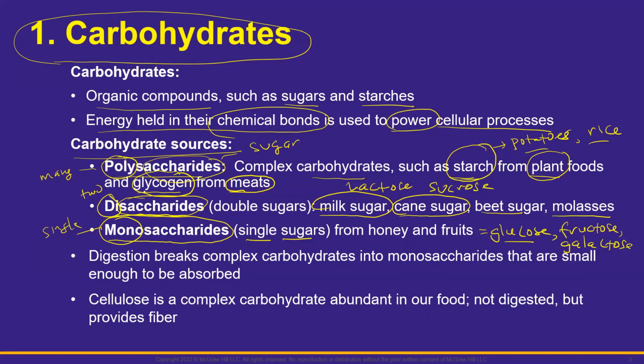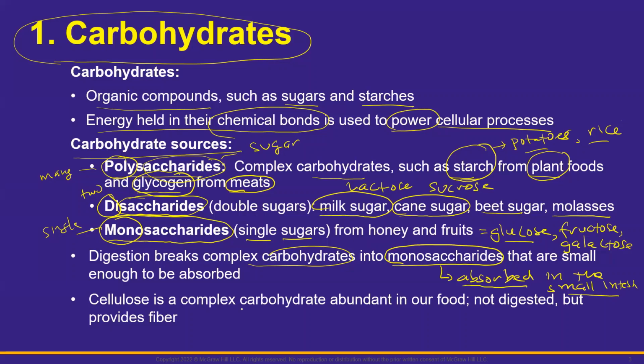Digestion will break down polysaccharides and also disaccharides into monosaccharides. So the monosaccharide is the one that will be absorbed in the small intestine, and go to our bloodstream, absorbed from the small intestine after digestion.